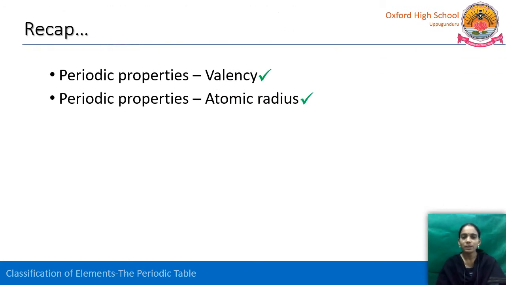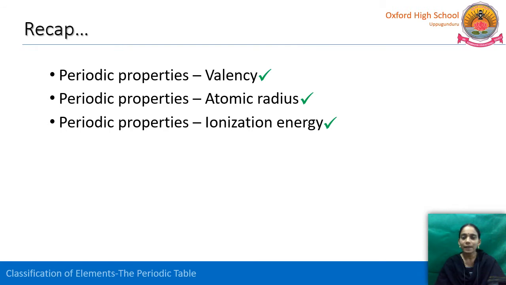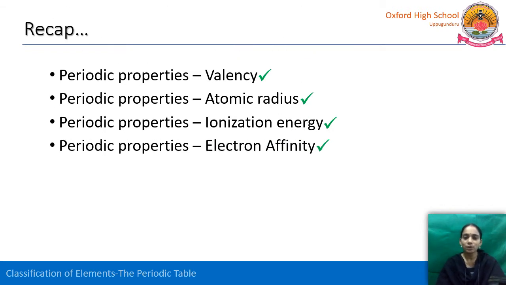The next property is atomic radius. We have seen that in a group, from top to bottom, the atomic radius increases, whereas in a period, from left to right, the atomic radius decreases. Next one is ionization energy. Ionization energy in a group, from top to bottom, decreases, whereas in a period, from left to right, the ionization energy increases. And the next one is electron affinity.